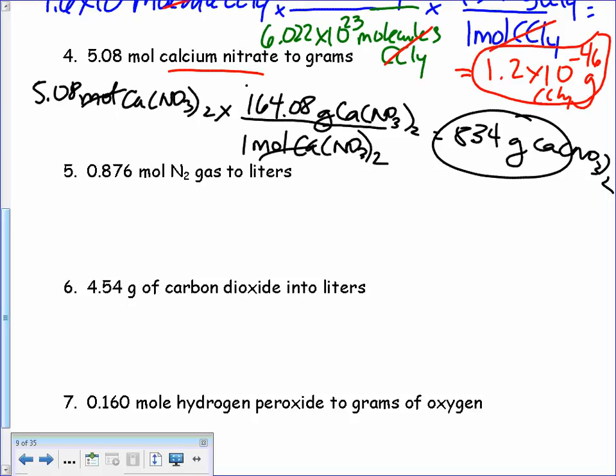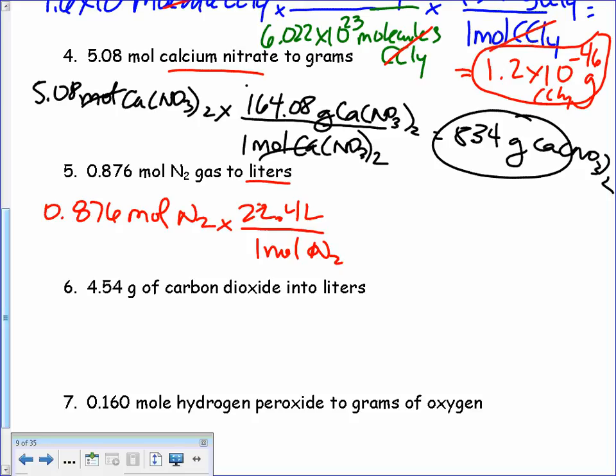So you guys on number 5, tell me what you're doing on number 5. You're multiplying by what? 22.4. Okay, because you're going to liters, right? So you're going straight from moles of nitrogen gas to liters, a one-step process, right? So that's why you get to use that 22.4 number. Don't use it willy-nilly now. It's only for gases. So 22.4 liters per 1 mole of nitrogen gas, and that is 19.6 liters of N2 gas.